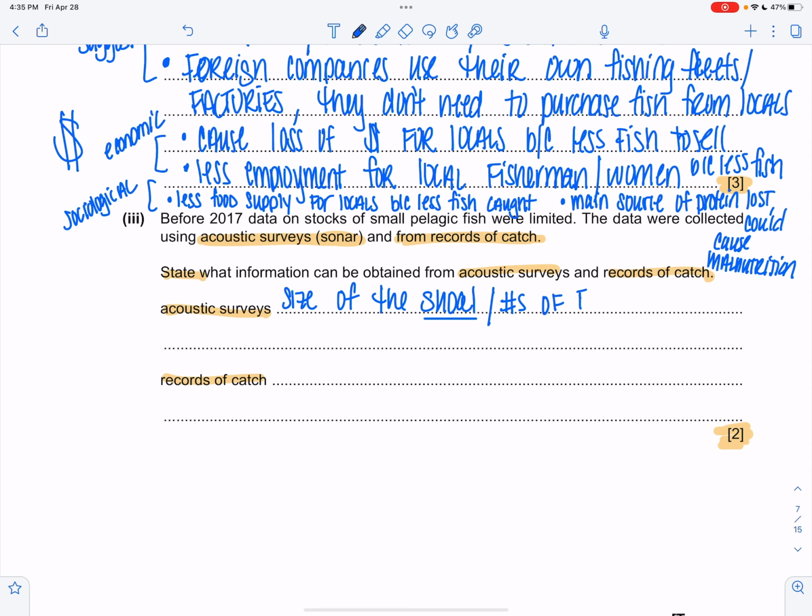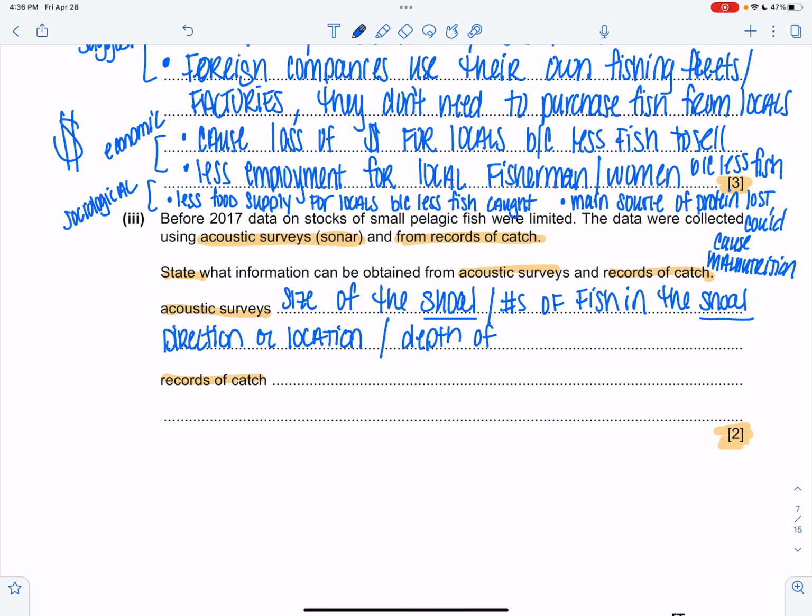of fish in the shoal. The direction they're swimming, or their location. Or obviously, I think we know that sonar will show the depth of the fish or the shoal.